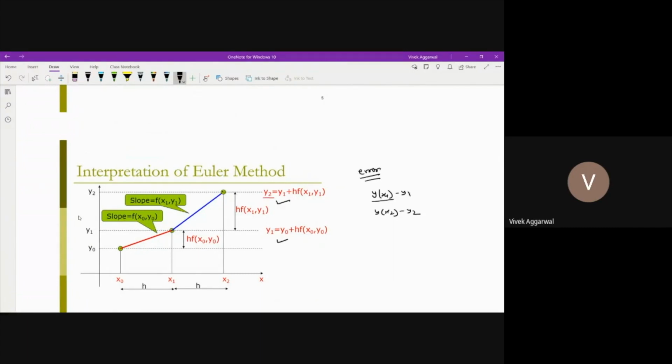So y(x1) is the value of the solution at x1. Suppose my given ODE has a solution, and that solution I can find out. Then based on that solution, I will put the value of x1 in y, and then I will take the difference with the y1 which I have calculated from the Euler. So that will give you the error at the point x1. Similarly, we can find the error at x2.